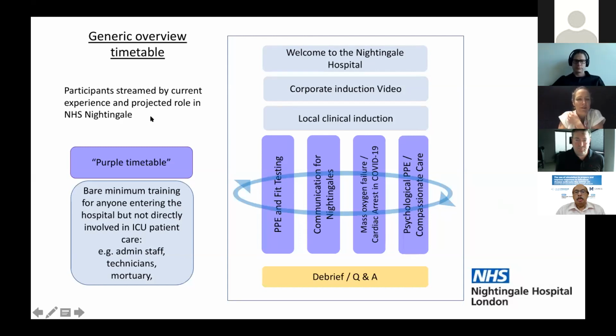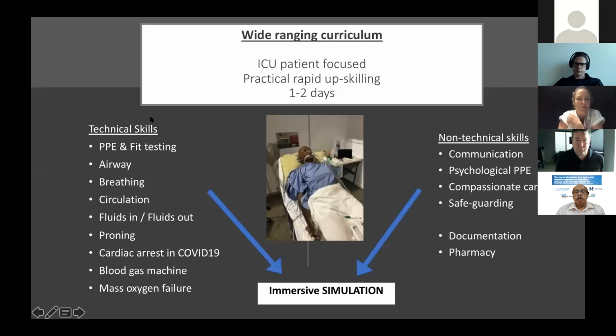The next slide shows you some of the other technical skills that we dealt with. We tried to divide things up in a systematic way, and we turned it into an airway, breathing, circulation, and then fluids in and fluids out style program. So people rotated through these different stations, and depending on their level of experience, they had to do differing amounts of this.